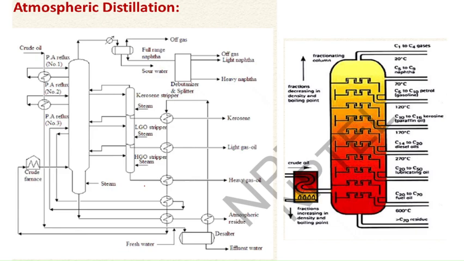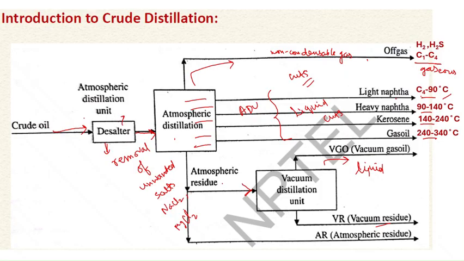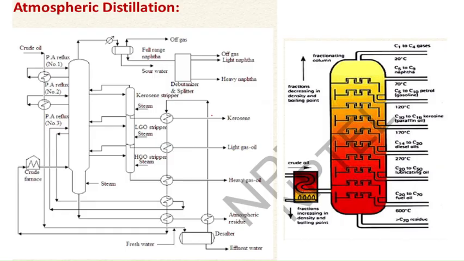Now coming on to the atmospheric distillation. As shown here, after the desalter, we take this crude oil to the atmospheric distillation unit. So this is a flow sheet of the atmospheric distillation column.